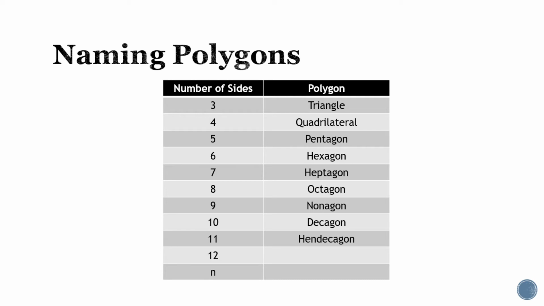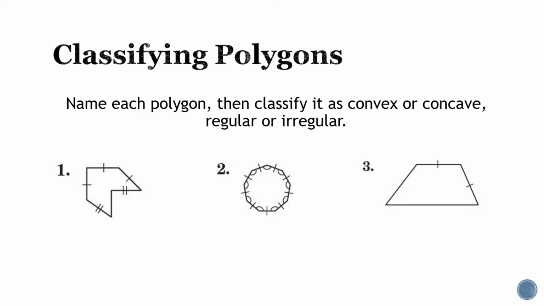So, hendecagon. Notice hendecagon is actually hen 1, decagon 10. So 12 would be dodecagon. And actually, technically after 5, we will always have n-gon. So n-gon. Okay. So three side is triangle. 4 side is quadrilateral. Quad meaning 4, lateral meaning sides. 4-sided figure. Okay. Name each polygon, then classify as convex, concave, regular, or irregular.